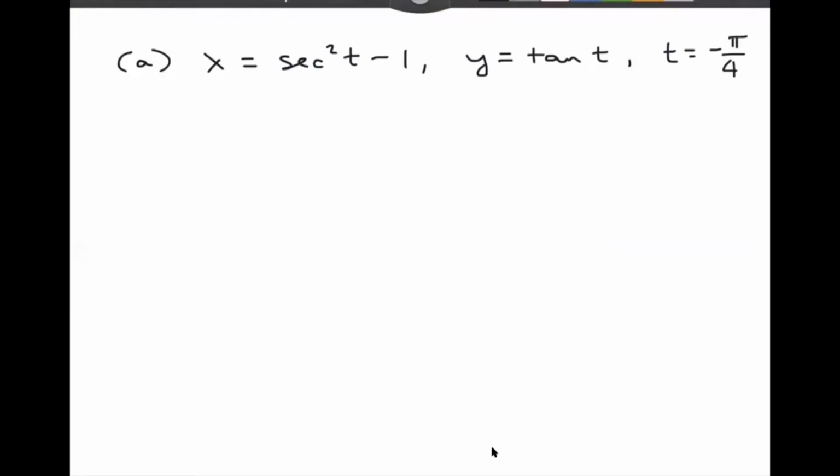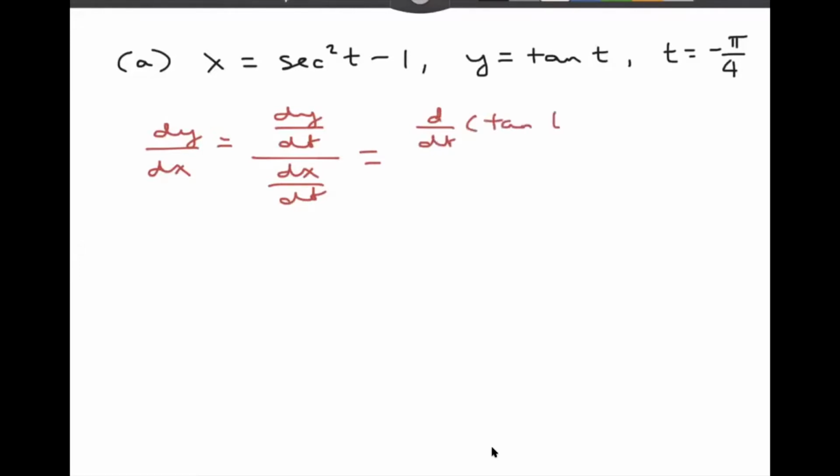And here we go. All right, so the first question was to find the equation of the tangent line at that point. So for that, we need dy dx. Remember that dy dx is equal to dy dt over dx dt. All right, so first we're going to differentiate y equals tangent t with respect to t. Let me be careful about showing my work here. So derivative with respect to t of tangent t. And then we'll do the same thing with x.